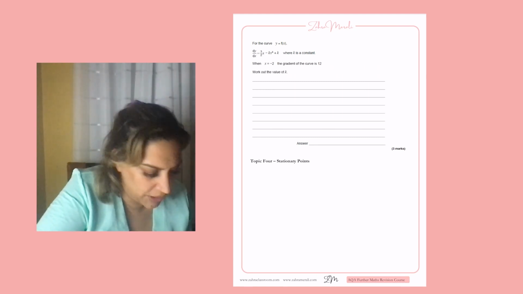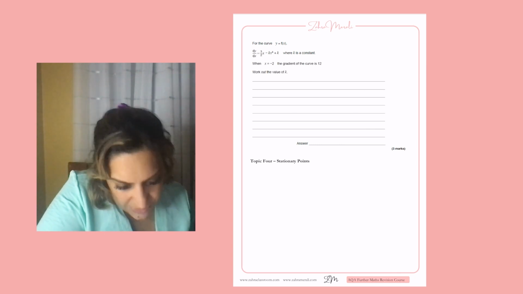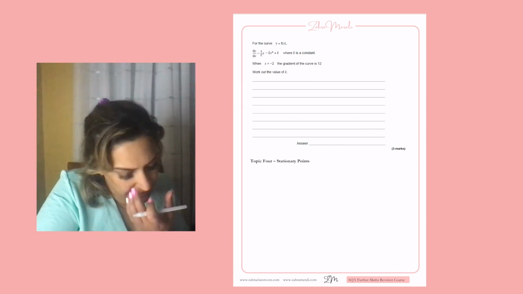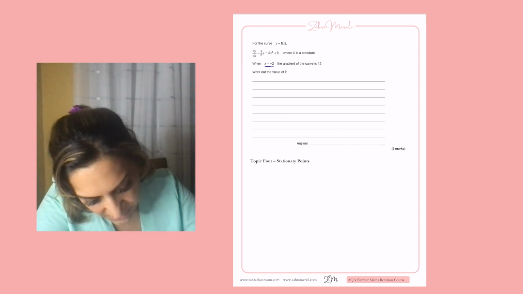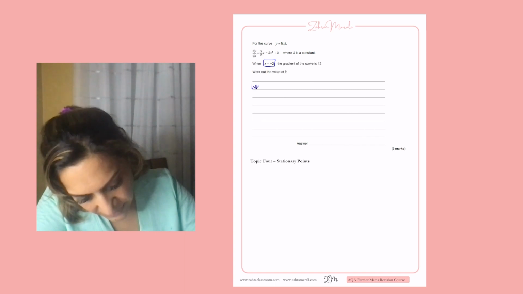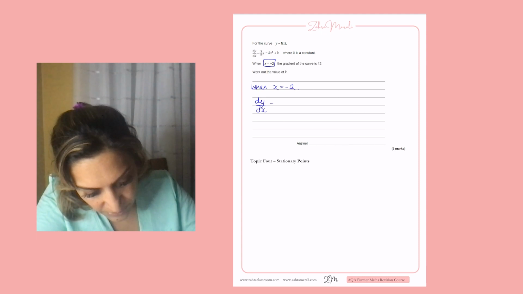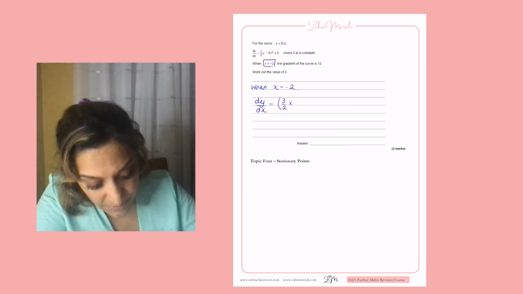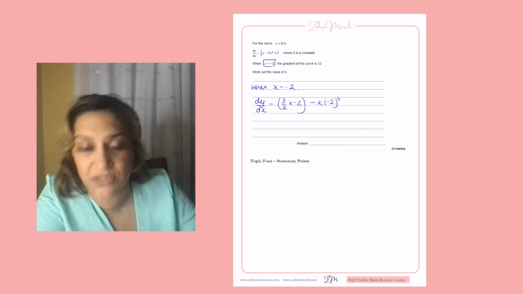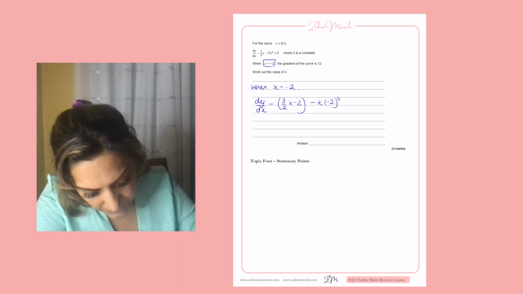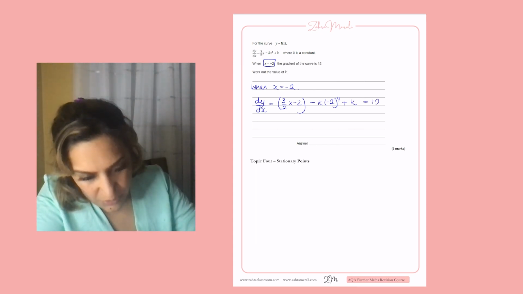Okay, so we've got a curve, y equals f(x). dy/dx has been given. When x equals minus 2, the gradient is 12. Okay, so we're going to substitute in x is minus 2. So when x is minus 2, dy/dx is going to be 3 over 2 times minus 2, minus k times minus 2 to the power of 4, plus k. And we know all of that equals 12.